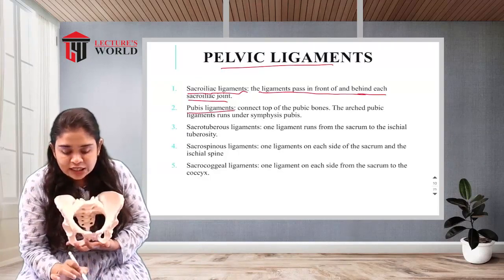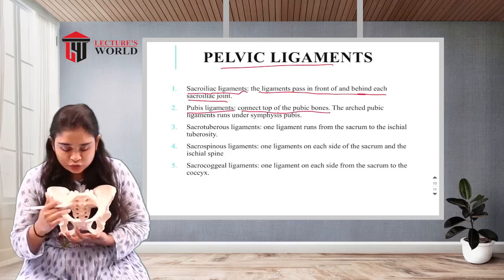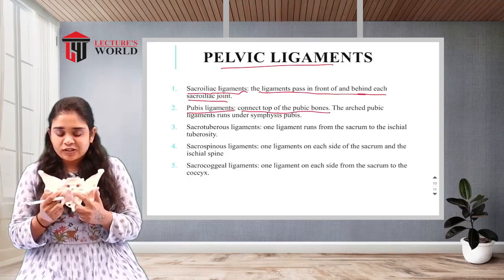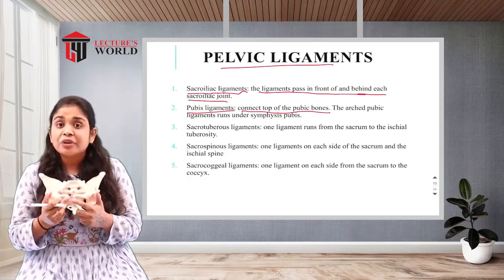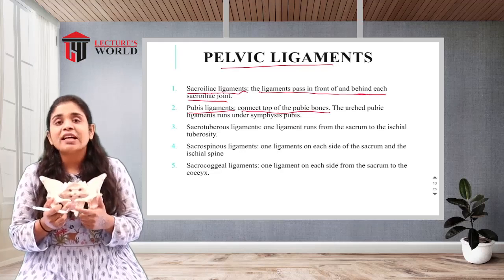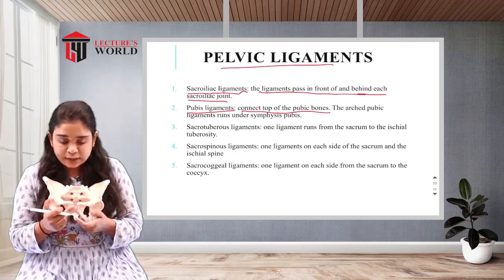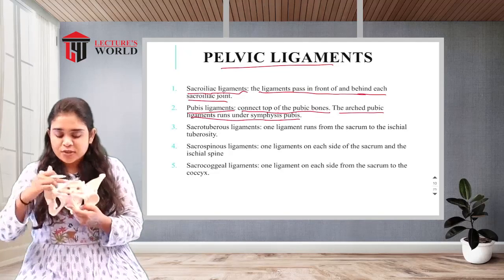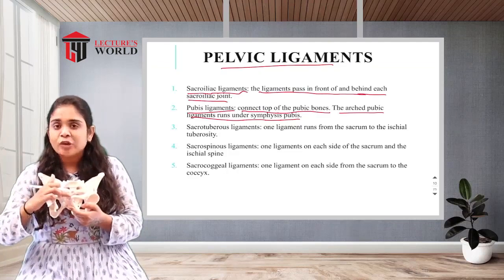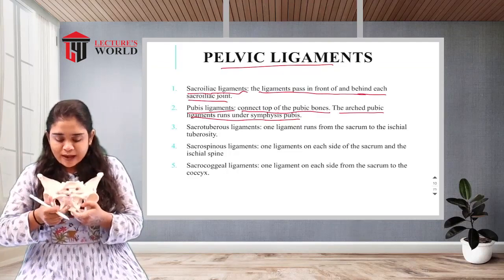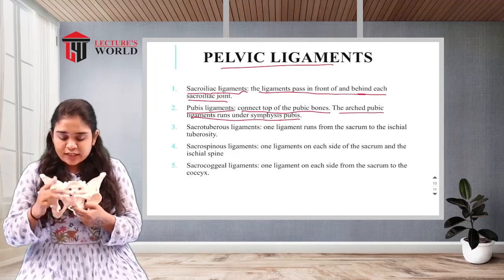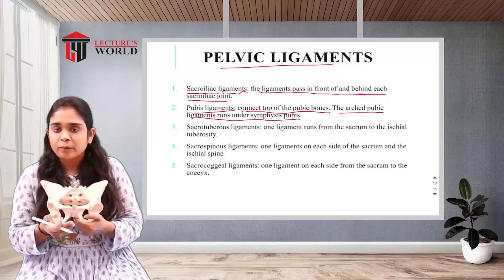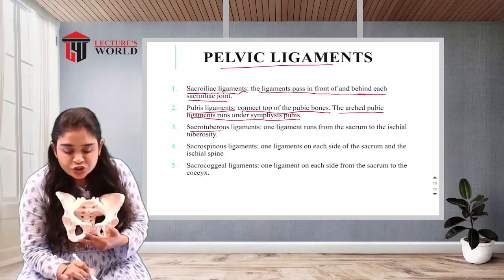Then after that the pubic ligament, which connects the top of the pubic bone. So here what happens, the top is going to connect, because this pubic bone is there and this is the symphysis pubis, and they are connected, right? So there has to be one ligament, and that is the pubic ligament. So the arcuate pubic ligament runs under the symphysis pubis. This ligament is going to cover the top part, wrap around, and come to the lower part, covering the symphysis pubis from all the borders.